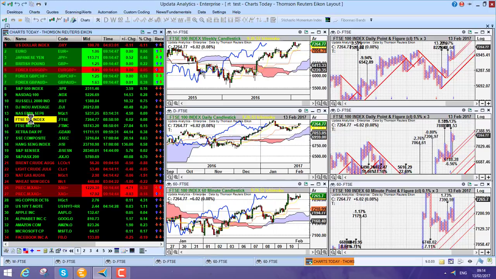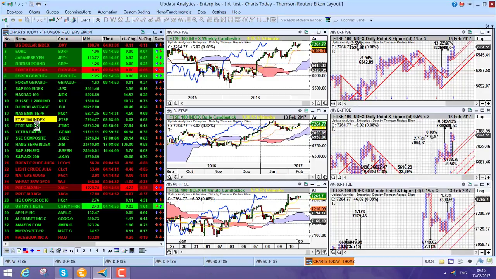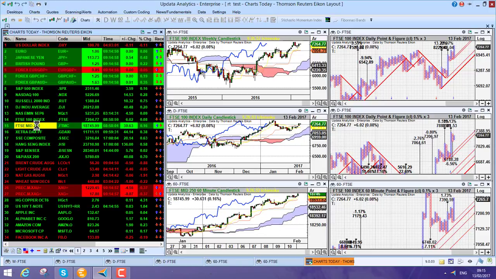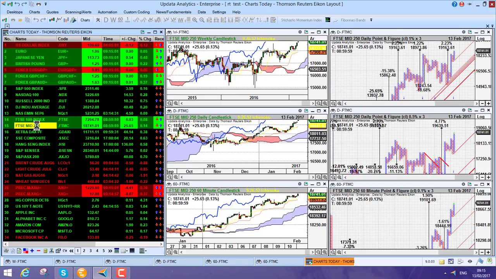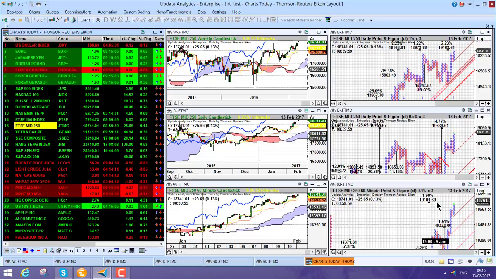FTSE's up strongly this morning. We see here above the cloud, this is bullish. So we do have this 1.7% upside target to 7,390, and the FTSE 250 is looking even more bullish, just marching up the hill on this short-term trend here, another 2% upside.